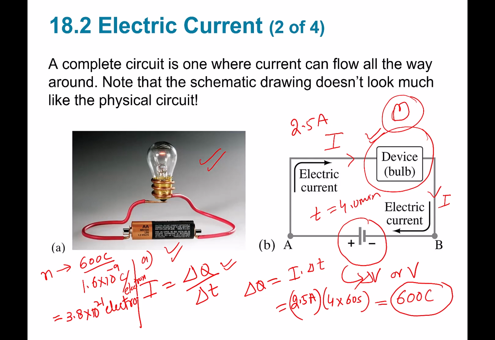So in a time of 4 minutes, the number of electrons that were traveling through the circuit which had a current of 2.5 amperes is of the order of 3.8 times 10 to the power of 21 electrons. So this is how we find out that it's a huge number. Electric current is the rate of change of number of electrons passing through a piece of conductor per unit time. Rate of change means divided by time.